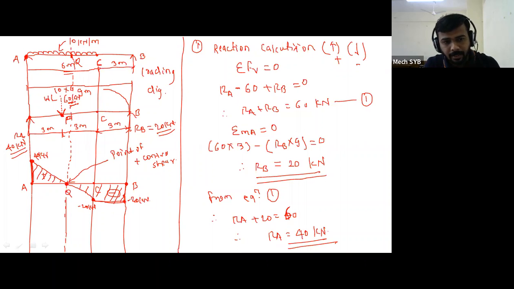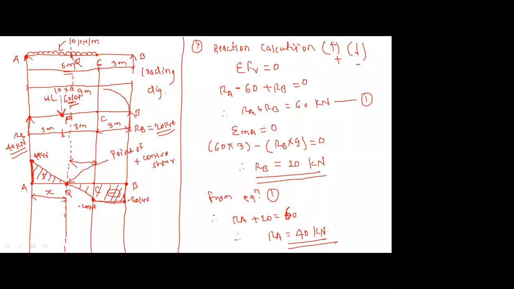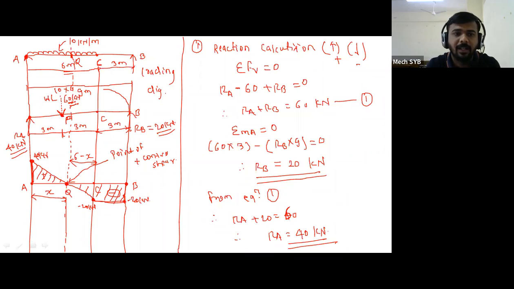See, consider AQ is equal to x. Then what is QC? If AQ is equal to x, then what is the QC? 6 minus x. बघा फिगर मध्ये how it is 6 minus x. कारण A to C distance is 6 meter. This 3 meter plus 3 meter. Okay? 3 meter plus 3 meter, it becomes 6.